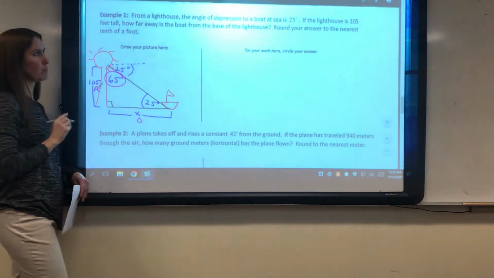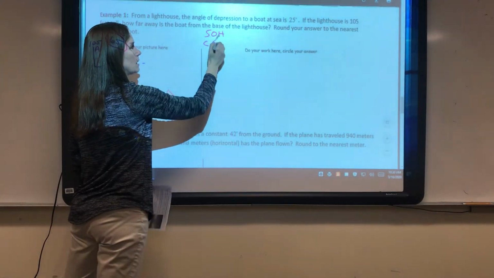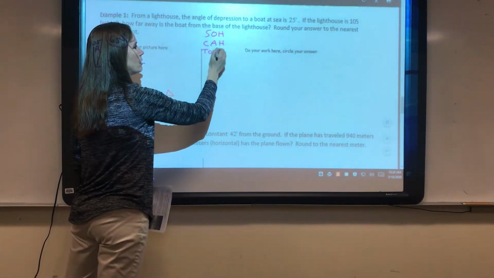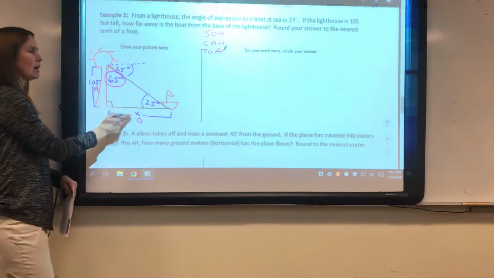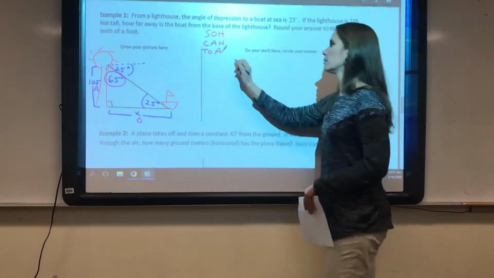So with opposite and adjacent, just like we talked about in the last lesson, it's helpful to keep writing SOHCAHTOA. I can see that if I've got opposite and adjacent, then I'm going to use tangent. So over here, I can do my work and set up my equation.